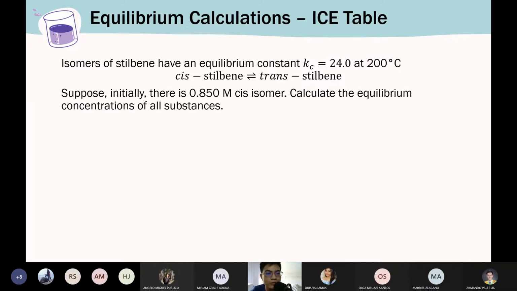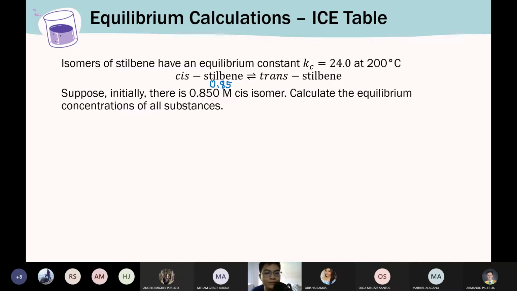So, to demonstrate it to you, this is the problem. So, isomers of stilbene have an equilibrium constant Kc equals 24 at 200 degrees Celsius. So, this is the equation. Your cis is in equilibrium with a trans. Suppose initially there is 0.85 molar cis. Calculate the equilibrium concentration of all the substances. Okay, how will you proceed with this one?